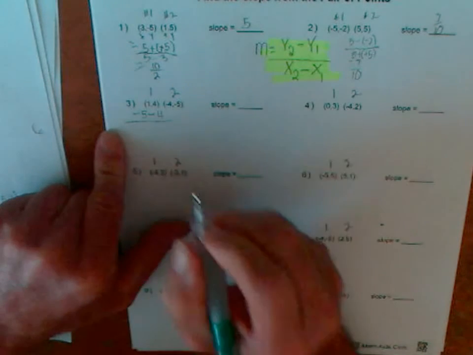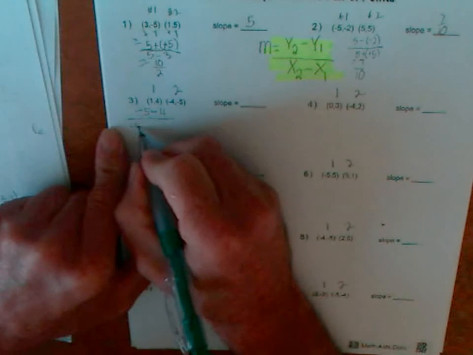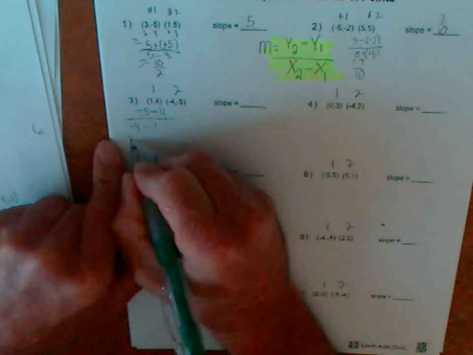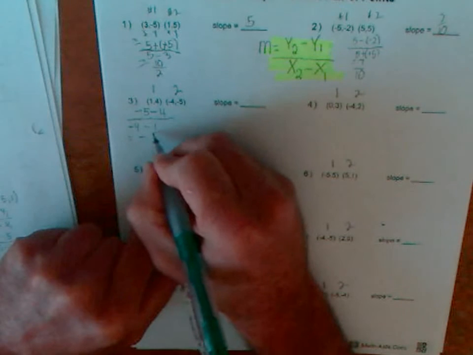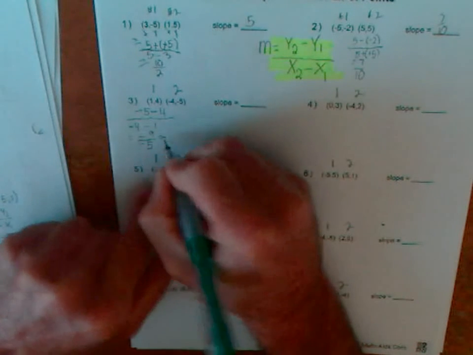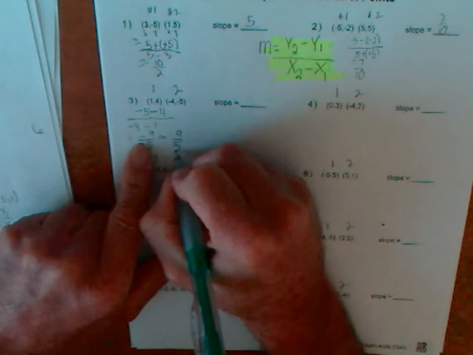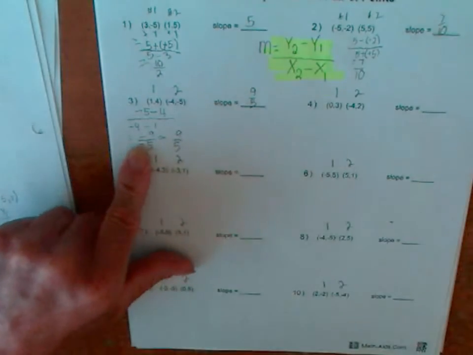please. Okay, the next one. And then over x2, so that would be negative 4 minus 1. So we're going to have negative 9 over negative 5. The signs are the same, so it's positive 9/5. Rise of 9, run of 5.